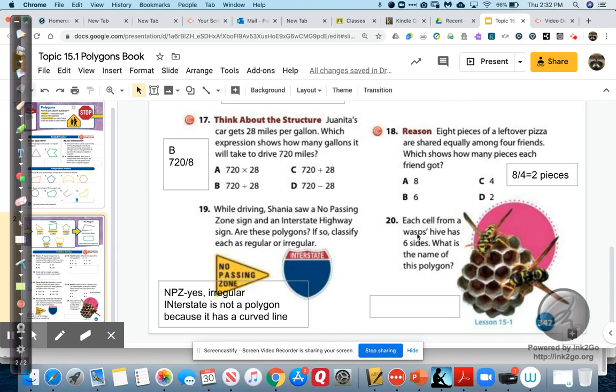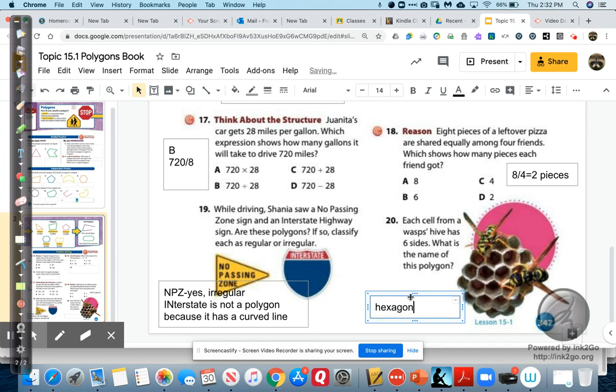Okay, next one, number 20. Each cell from a wasp's hive has 6 sides. Oh, and you can see them right here. 1, 2, 3, 4, 5, 6. What is the name of this polygon? Well, we know a 6-sided figure is a hexagon.